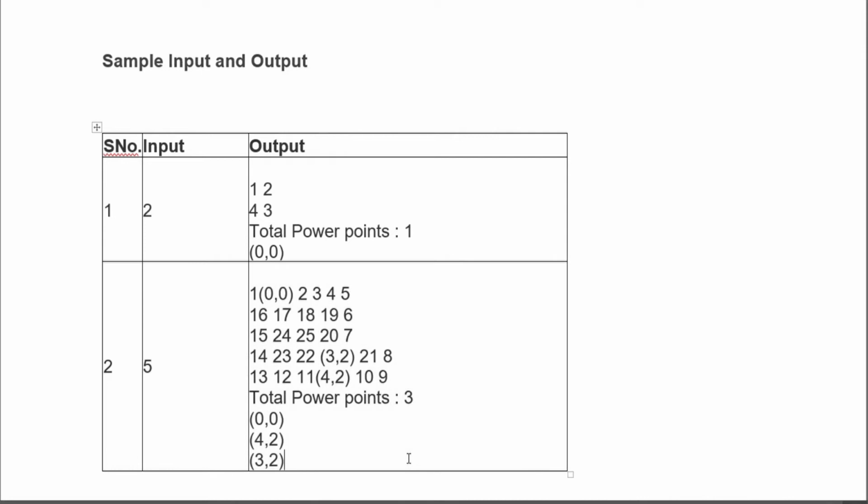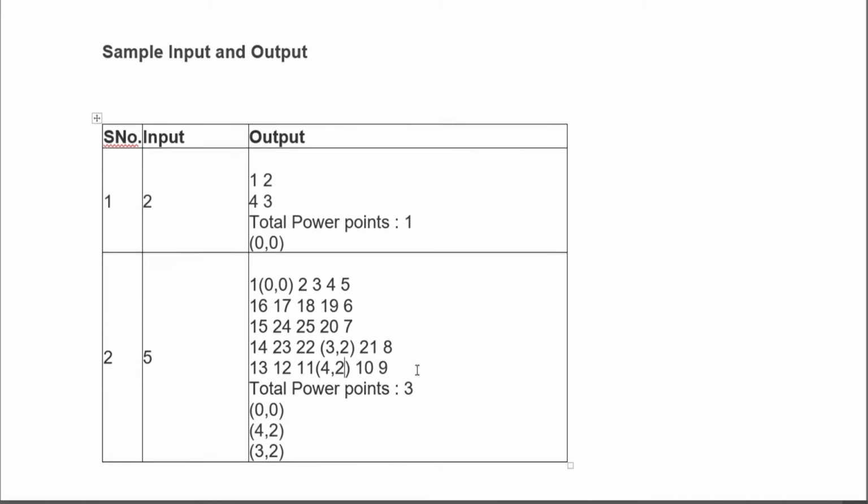Now what we should note here is that since he's moving sequentially, the first power point that he encounters is at 1, so we are supposed to print 0 comma 0 first. After that we print 4 comma 2, because he encounters his next power point at 11, and the next power point he gets is at 22. So first we'll print 0 comma 0, then 4 comma 2, then 3 comma 2. This sequence is really important. Keep that in mind.